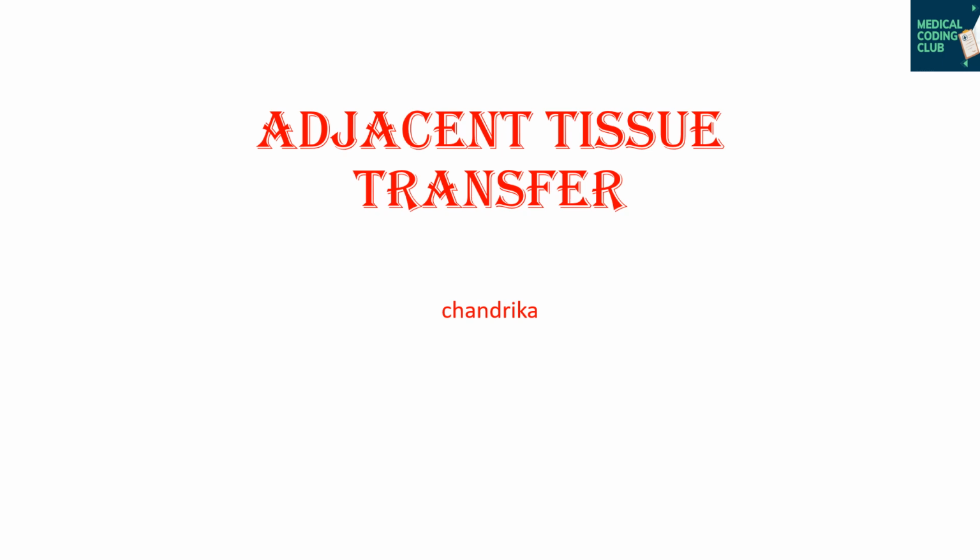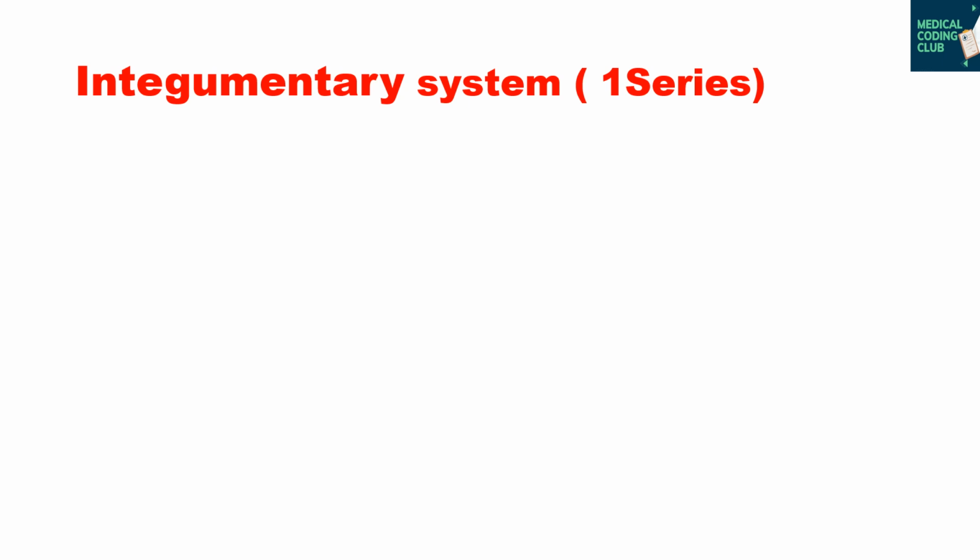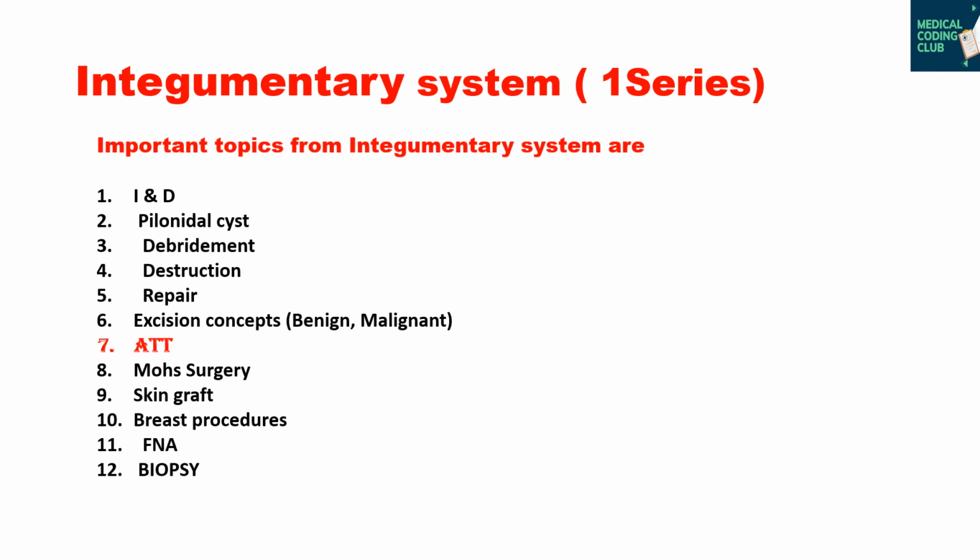So as I promised you all earlier, I'm going to give you notes from all series. Today I'm going to discuss adjacent tissue transfer from the integumentary system. So let's start. From the integumentary system, these are the important topics. In these topics I have discussed I&D and, I guess, repair. The remaining I have to discuss, and I will definitely update those notes. Today we'll see the important topic, ATT.